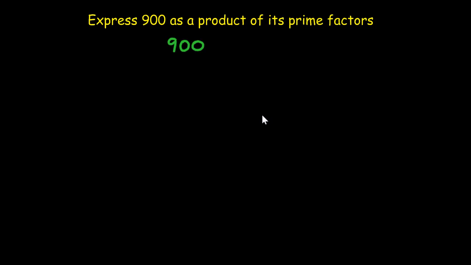For those that are doing the stage 4 numeracy test, this is module 1 and it gives you an example of how to do it. The question is to express 900 as a product of its prime factors. So let's do this. The main thing to do here is to what we call factorize 900.